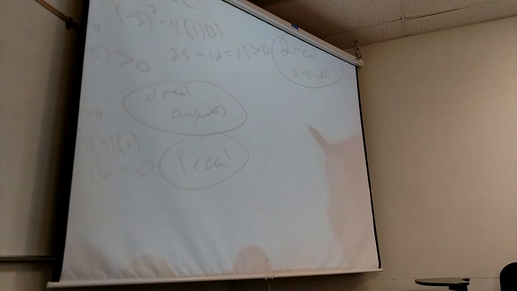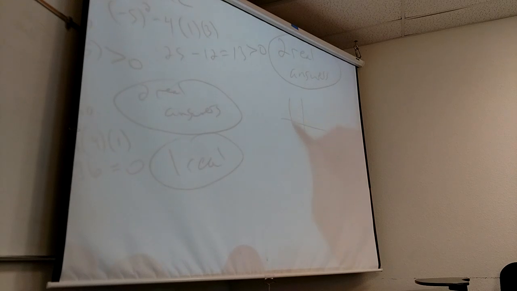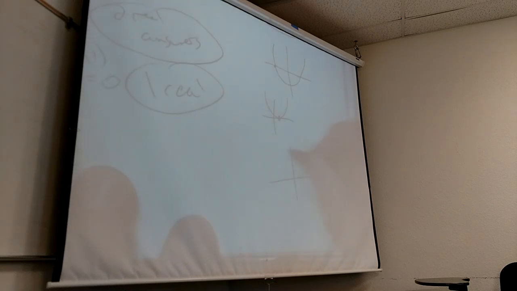So again, this relates to 2 real answers means the parabola goes through the x-axis twice. 1 real answer means the parabola just touches the x-axis. And no answers or only complex answers means it doesn't touch it at all.